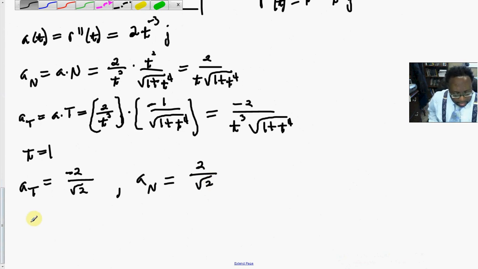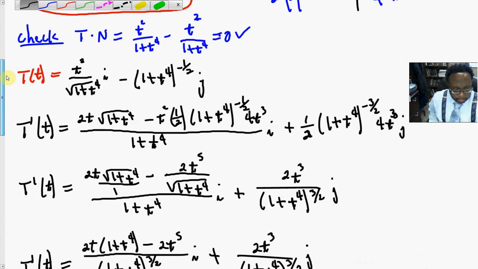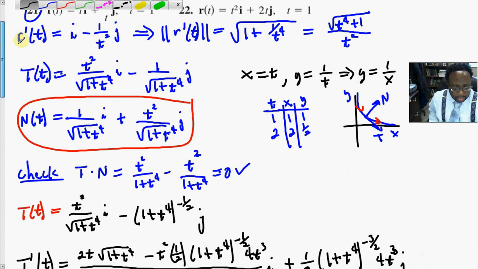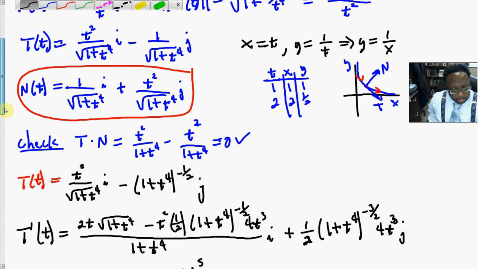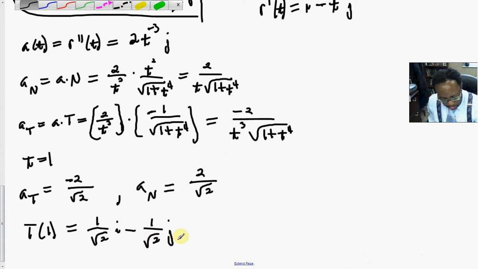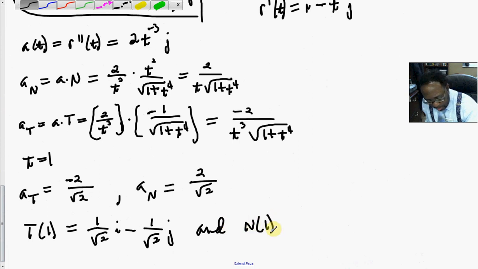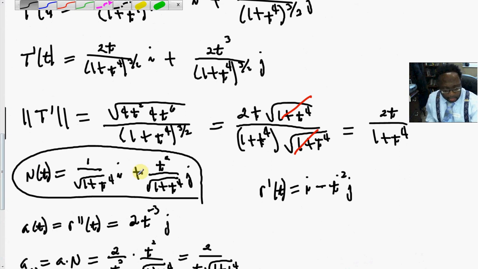And I think it said find the tangent at 1 as well. So the tangent at 1 would be 1 over the square root of 2 minus 1 over the square root of 2. And the normal vector at 1 is just 1 over the square root of 2 i plus 1 over the square root of 2 j.